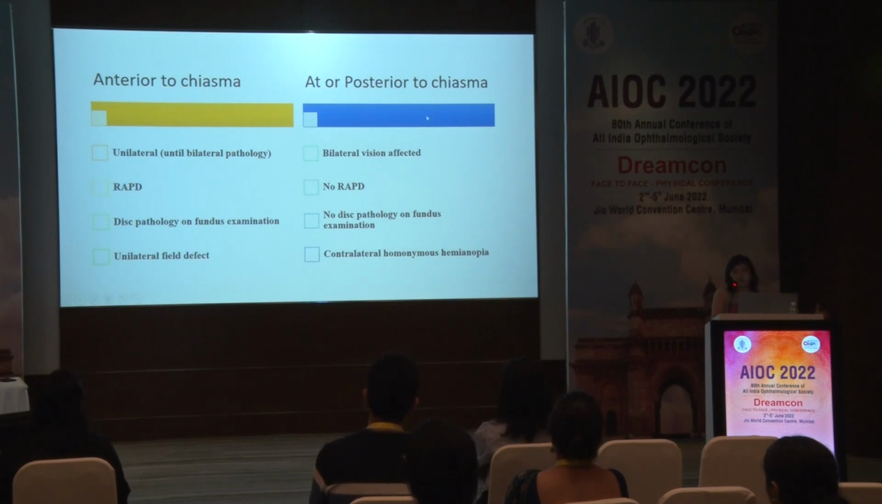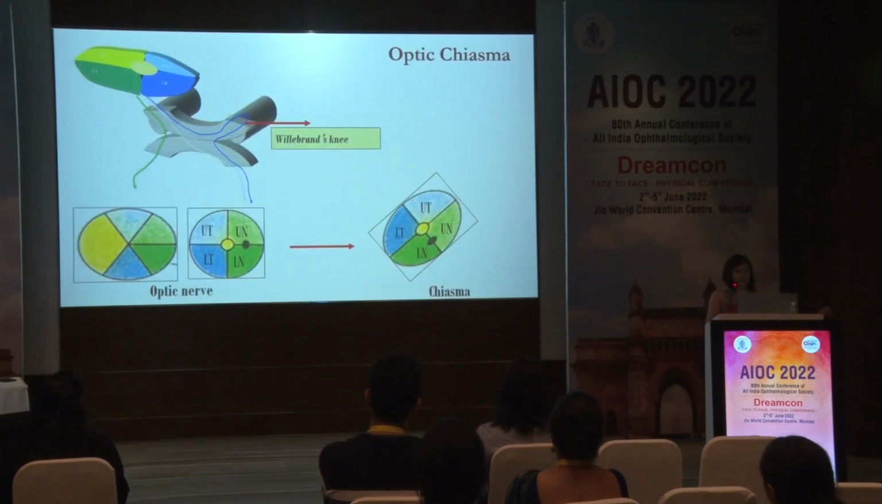But if it's posterior or at the chiasma, with bilateral pathology, the bilateral field defects begin. The vision loss becomes symmetric and bilateral. You do not see an RAPD, you might see a vernix pupil. And the disc might just show a pallor, but you might not see any other pathology in the disc.